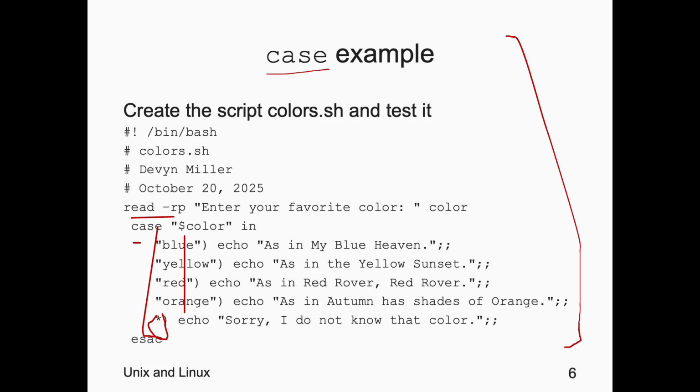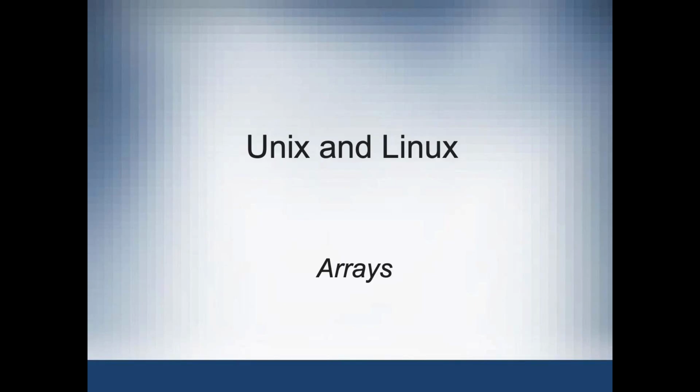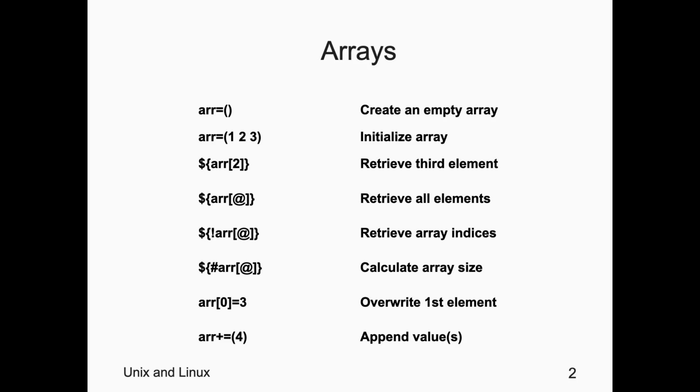Now let's switch gears to arrays. In Bash, arrays are 0 indexed, so that means that the first element is at position 0. And essentially an array is a way to store multiple values in one variable. So to create an empty array, we simply have this syntax here. We can also initialize an array by putting specific values in here.